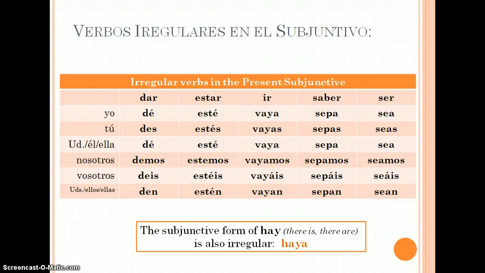And please note also that the subjunctive form of hay is irregular. So if you want to say there is, there are, and you need to use a subjunctive, it is haya.